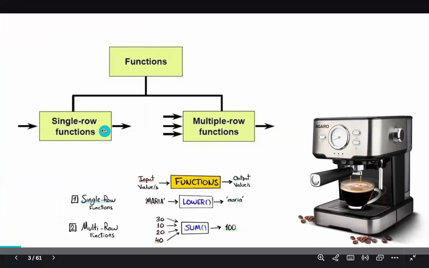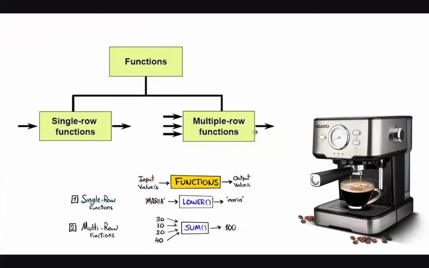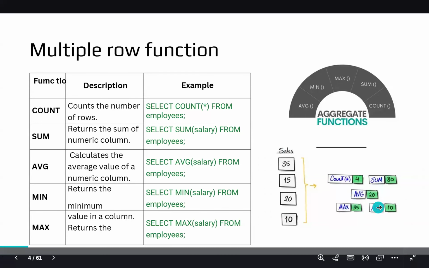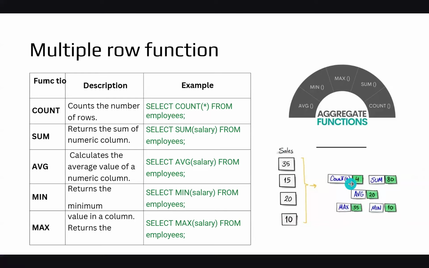This single row function is called a scalar function. This multiple row function is called an aggregate function. So what are the functions we have in the aggregate functions? We have a total of 5 functions. What are those? Sum, max, min, average, count.